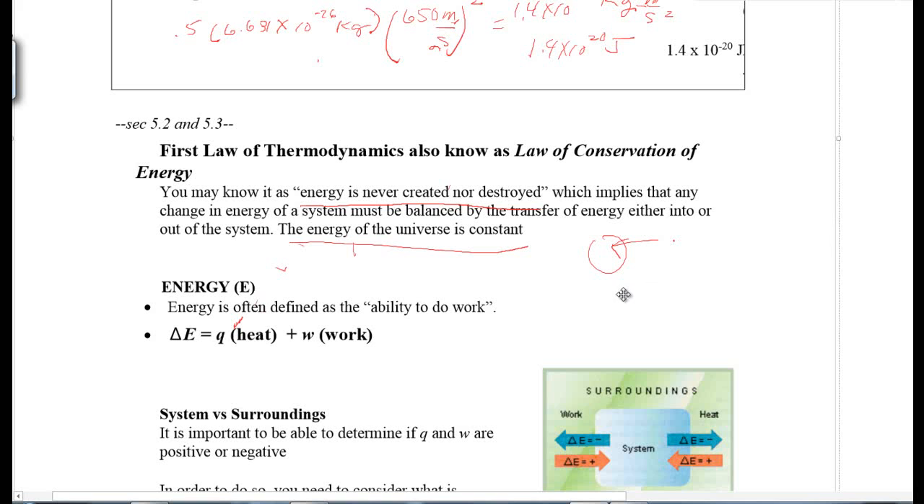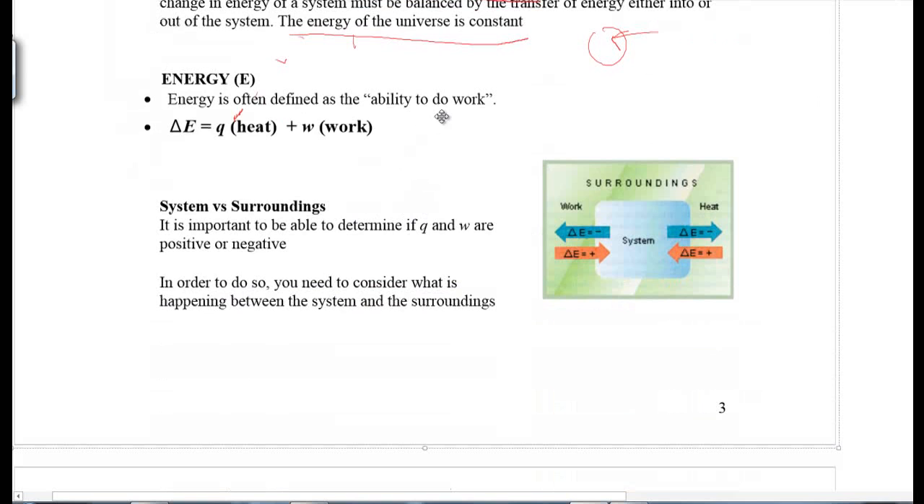Okay. Now, energy is often defined as the ability to do work. Okay? And there are two components to energy. There's Q, which is the symbol for heat, and there is W for work. So the total energy of a system is the combination of its heat and its work.